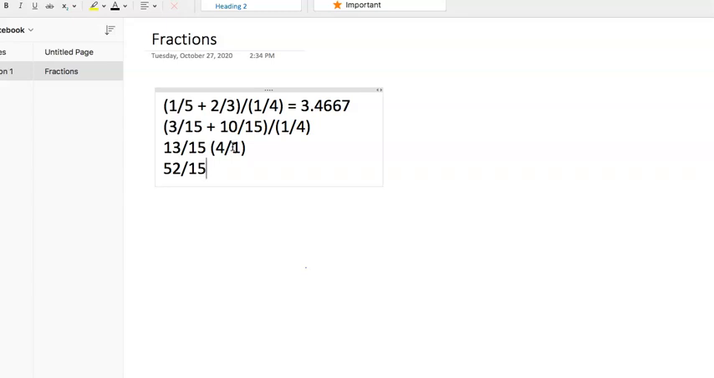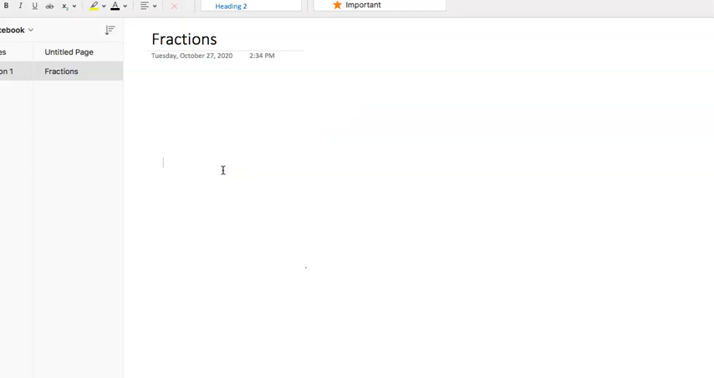So that's our answer, 52/15. In decimal form it was 3.4667, but 52/15 would be the answer that you'd be looking for. All right, and we got one more. Really we're getting used to the common denominator.